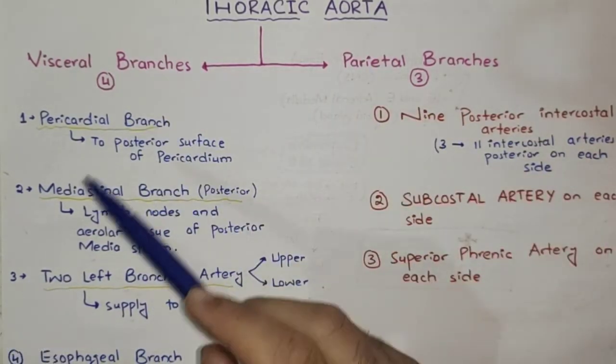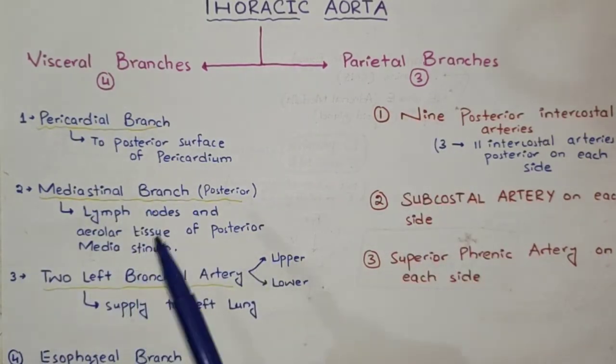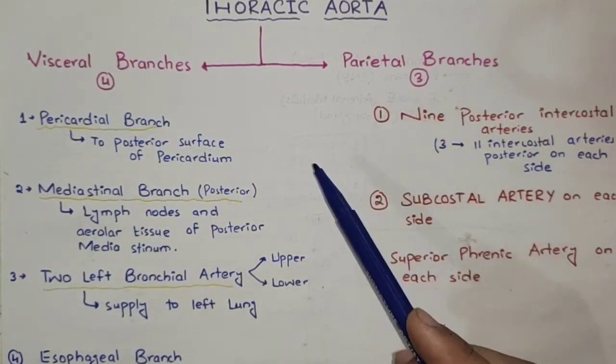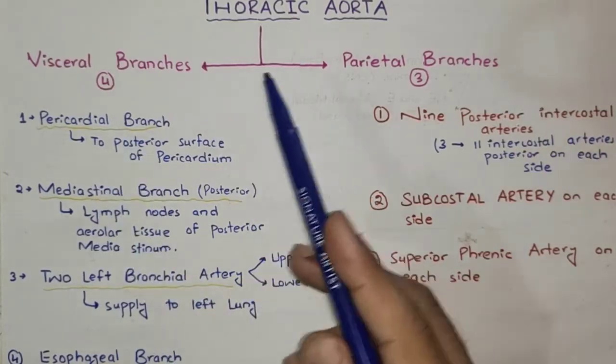Thoracic aorta has two branches. One is visceral and the other is parietal branches. Visceral branches have further four branches. Parietal has further three branches. The visceral branches of thoracic aorta.